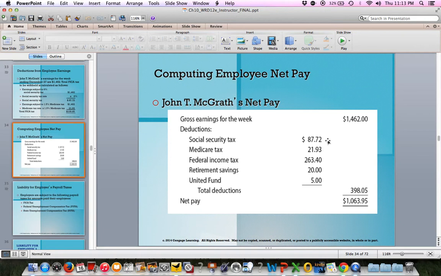So just keep in mind, for Social Security and Medicare, the employee pays 7.5% and the employer pays 7.5%.